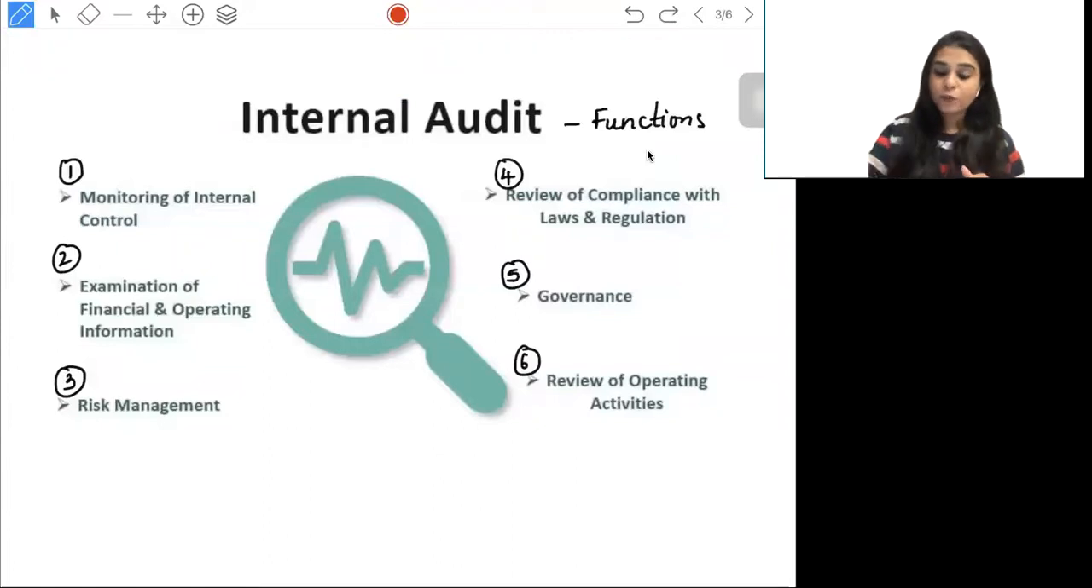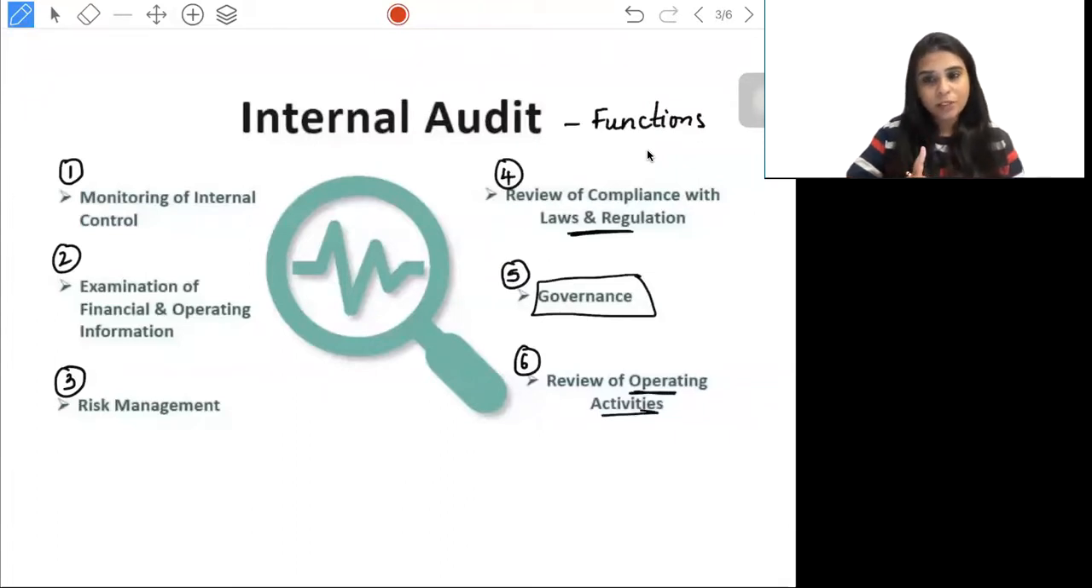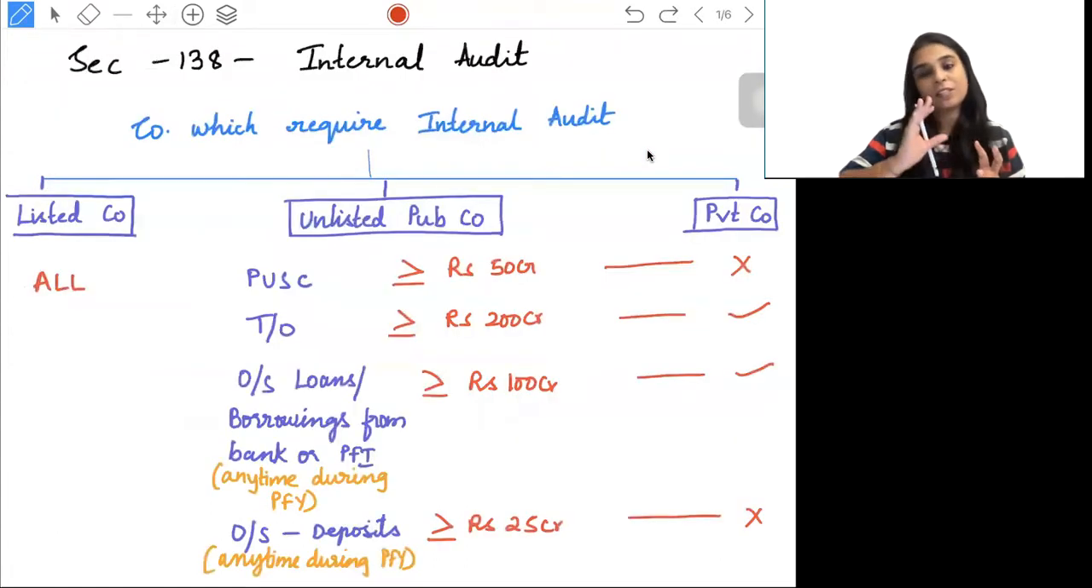They're going to check if you are following all these laws and regulations properly, if your company is being governed properly or not. And also they're going to check how the operating activities, the primary activities in the company, are being run. Are they proper or not? So all these are some of the functions of internal auditors. Moving ahead, now we'll be starting with section 138 with this little knowledge that we already took.